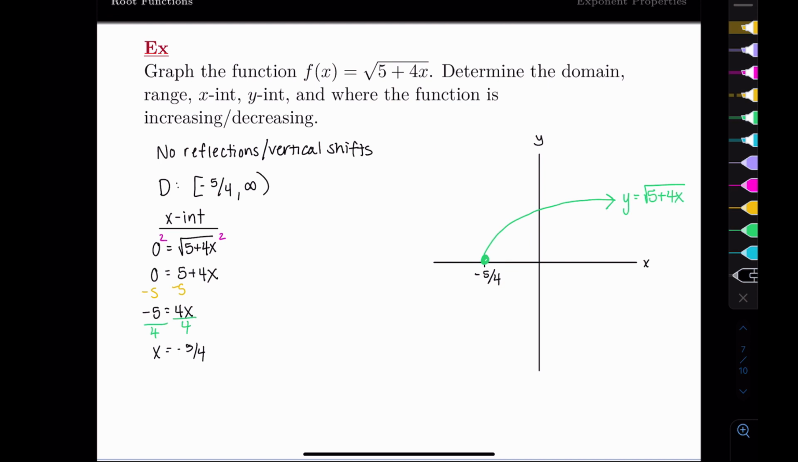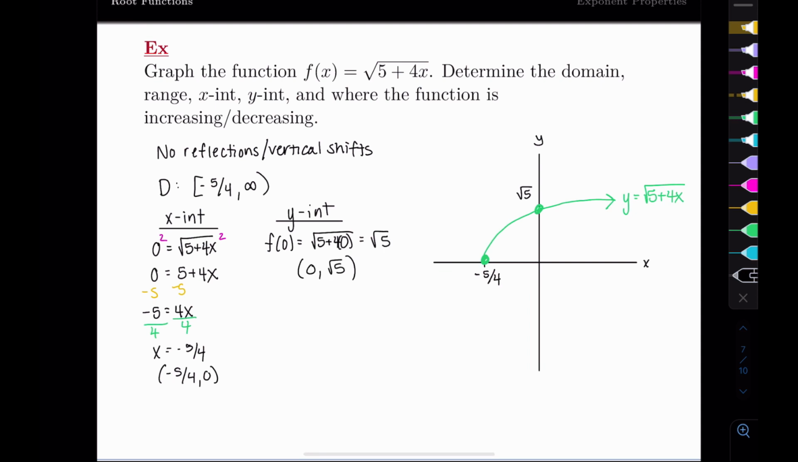Now finding our y-intercept is much nicer, because again, that just means we're going to plug in 0. So if we plug that into the function, it gives us the square root of 5 plus 4 times 0, which is the square root of 5. So this number is a little bit easier up here. This is the square root of 5. Okay. And again, typically when you're asked to find x and y intercepts, you want to write it as a coordinate pair. So this would be the point negative 5/4, 0, and this would be the point 0, root 5.